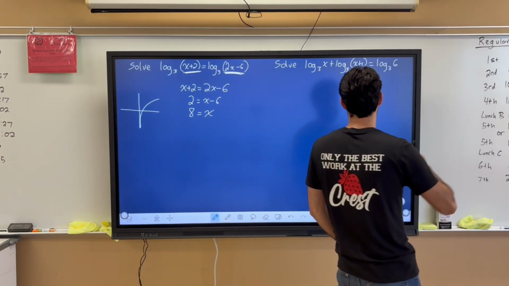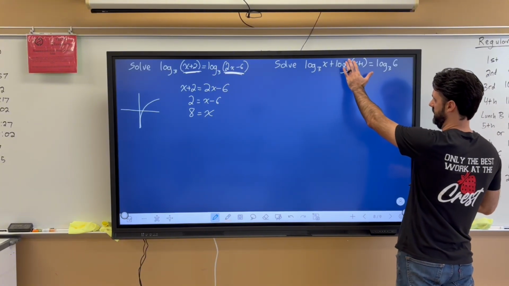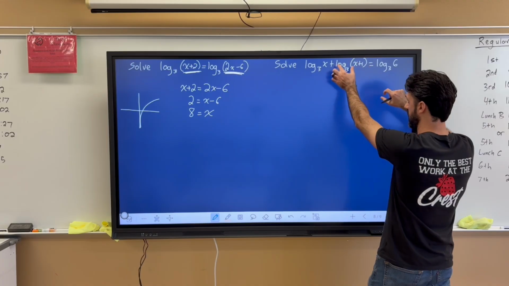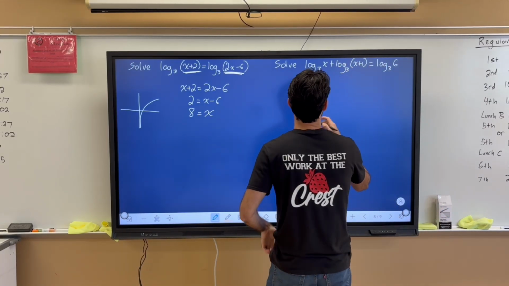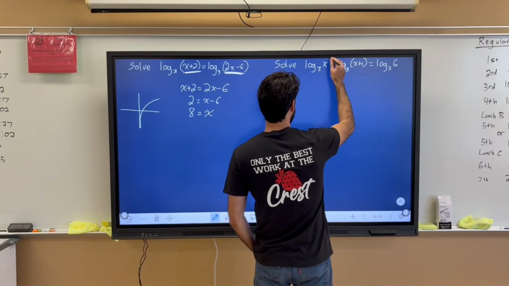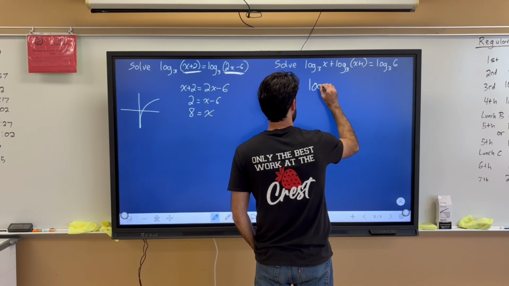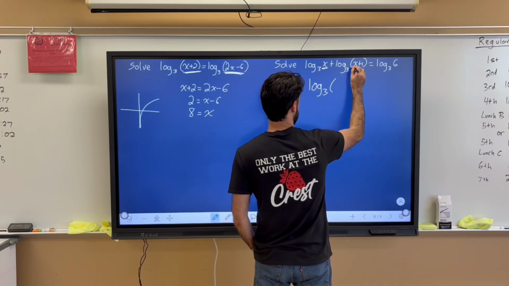All right, next question. It's almost like this, but we have 2 logs on this side. We want it to be just 1 log on the left and 1 log on the right. To do that, we use one of our properties of logs: if we're adding 2 separate logs, instead of adding those, we can multiply this x with the x plus 1.